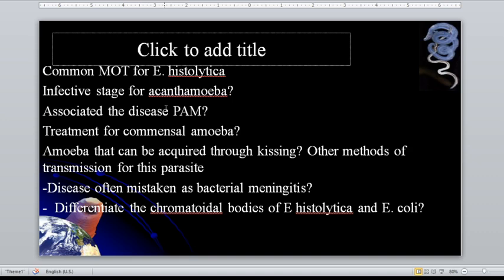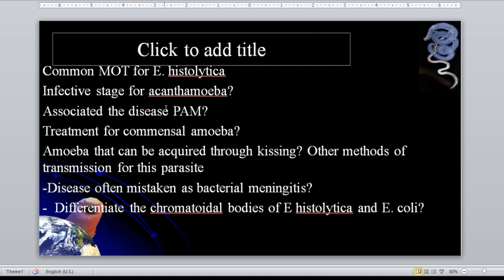Treatment for commensal amoeba, like Entamoeba coli and Entamoeba dispar? None, because they do not require treatment since they are not parasitic in nature. Amoeba that can be acquired through kissing, your favorite: that is Entamoeba gingivalis. Other methods of transmission are sharing of utensils and droplet sprays.